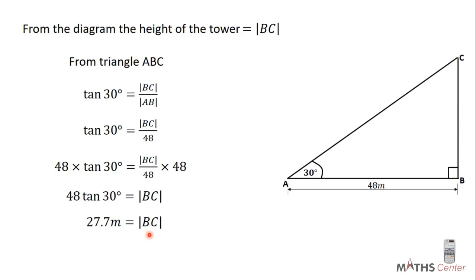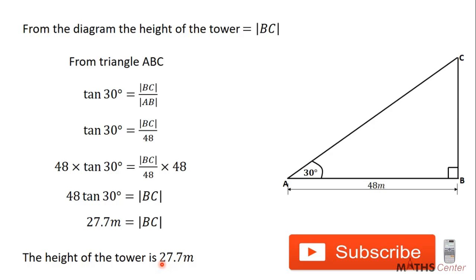27.7 meters. So we can say that the height of the tower is 27.7 meters. So you see that we have been able to apply the trigonometric ratios to find the height of this tower, and we got 27.7 meters.